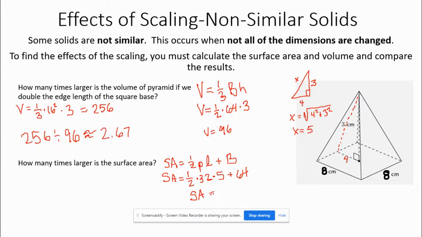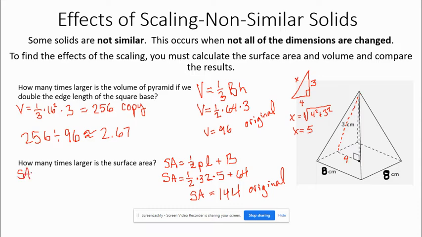So we get a surface area of 144 for the original. So again, this is the original, and this is the copy. Okay, this one is the original, and now we're going to do the copy.